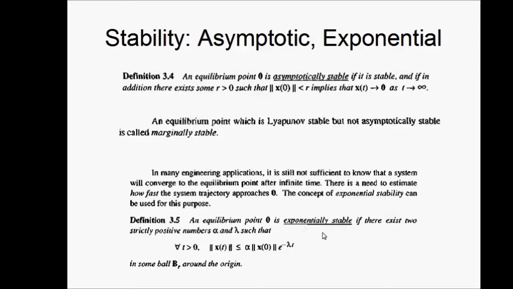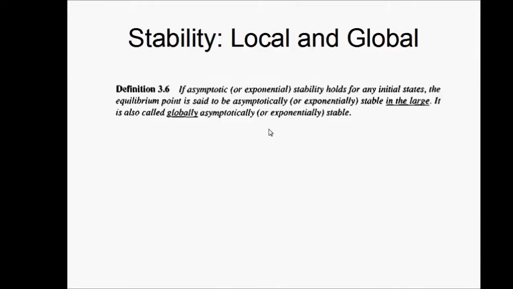So exponential stability is of course also asymptotic stability, because as t goes to infinity, x(t) goes to 0. If asymptotic or exponential stability holds for any initial state, the equilibrium point is said to be asymptotically or exponentially stable in the large. It is also called globally asymptotically stable.